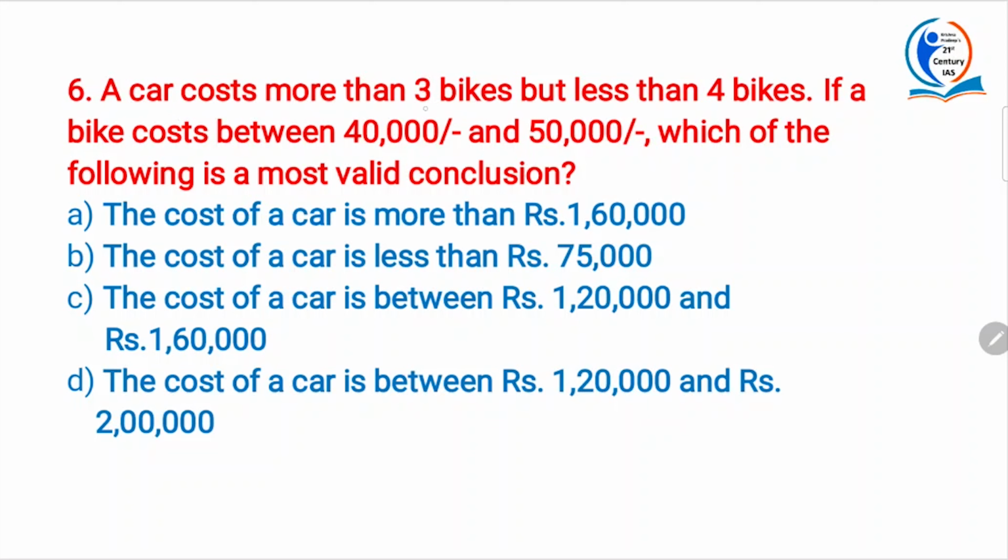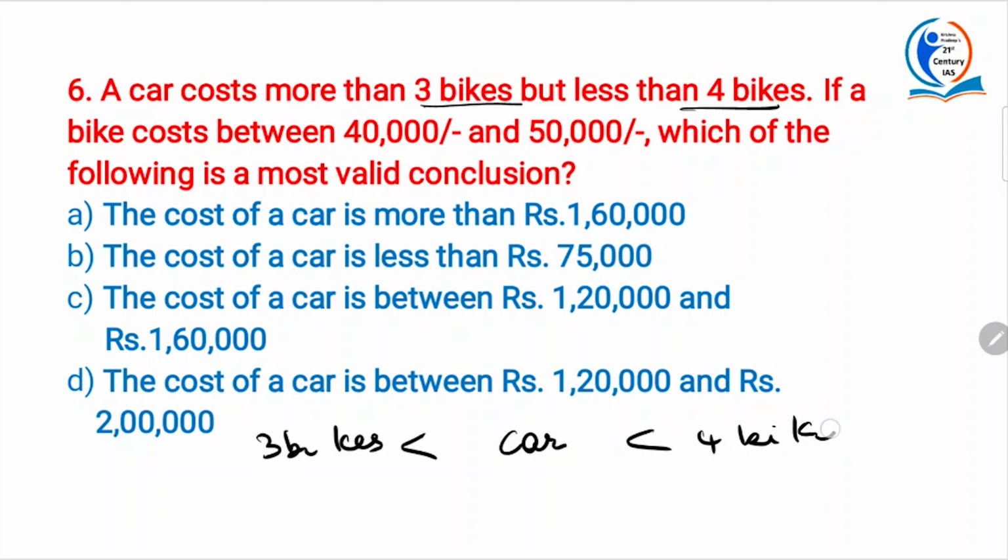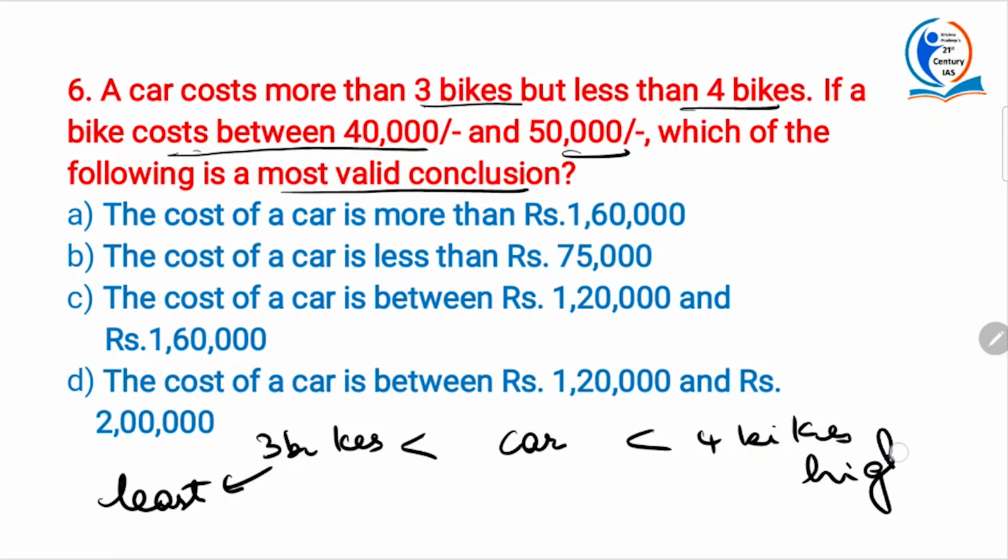A car costs more than 3 bikes but less than 4 bikes. Okay, so car. If the bike costs between 40,000 and 50,000, which one of the following is most valid conclusion? So in this case of comparison, how are you supposed to make an inference? You have to take the least possible value and the highest possible value, and then you can come to a conclusion.